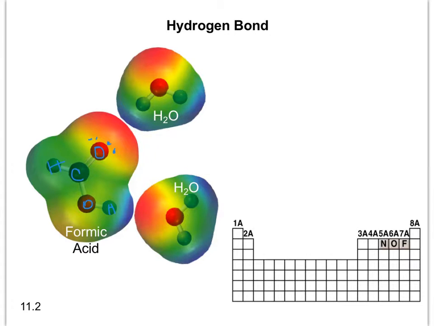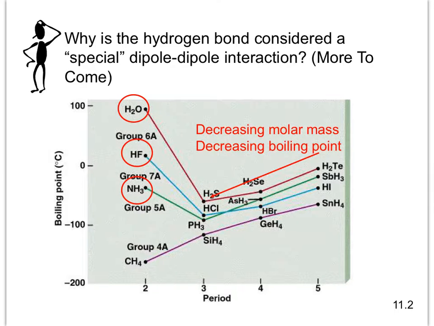So when you're talking about hydrogen bonding, you don't just have to be talking about water to water. You can be talking about any time you have an H bonded to an O or an N or an F. Water is just the most dramatic and the most common example. So the hydrogen bond, as I said, is a special type of dipole-dipole interaction, which is the next one we're going to talk about.